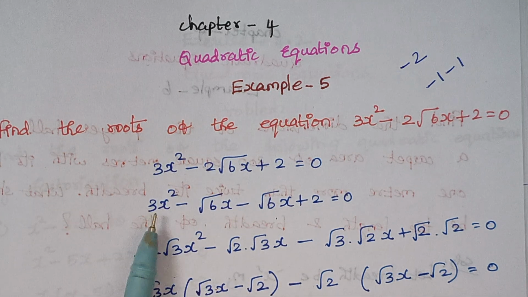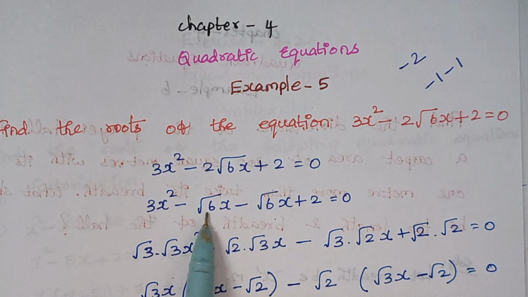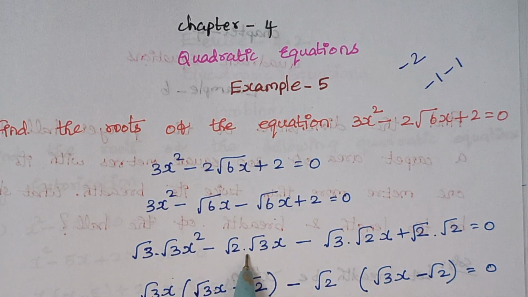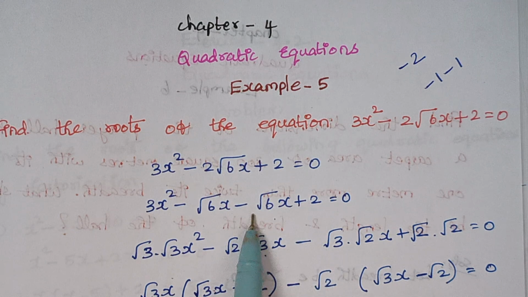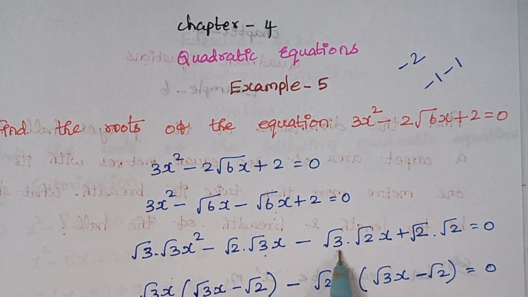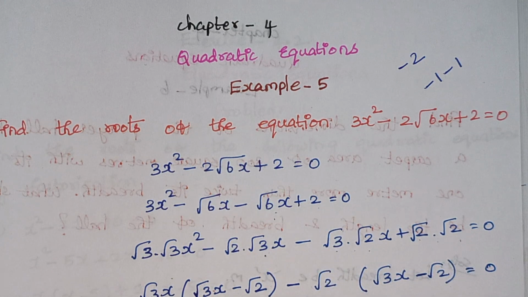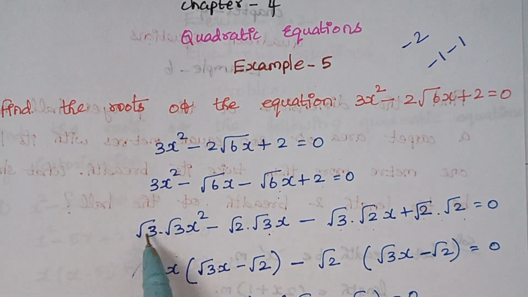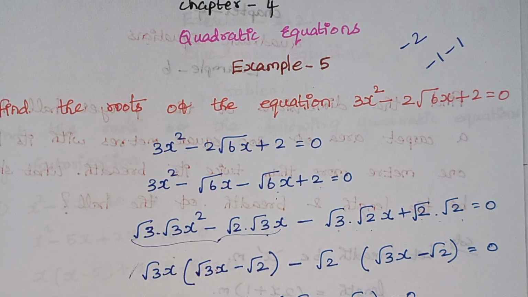So this 3 can be written as root 3 into root 3. Again this root 6 can be written as root 2 into root 3 because 3 2s are 6, right? So just a square root. And again here this root 6 is written as root 3 into root 2 and this 2 can be written as root 2 into root 2. Now the next thing is here in these two terms we are going to take this root 3x outside.